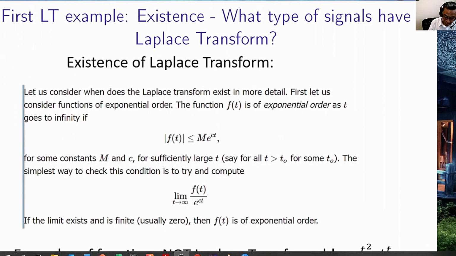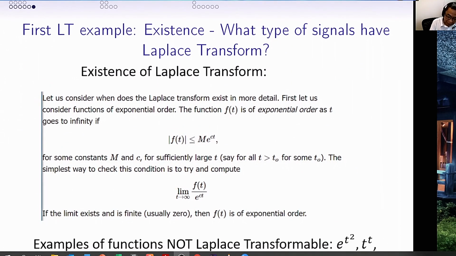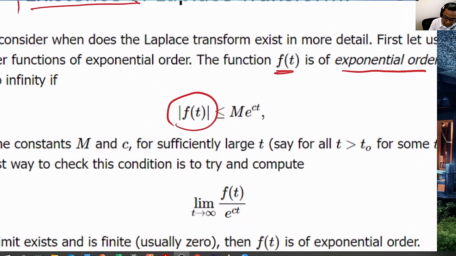Finally, the last slide for this part is talking about the existence of the Laplace transform. Not all signals are Laplace transformable. However, if the function f of t is of exponential order, that means the absolute value of this function is less than some constant multiplied by some e to the power ct, where e to the ct is some exponential, and it can be growing, right?